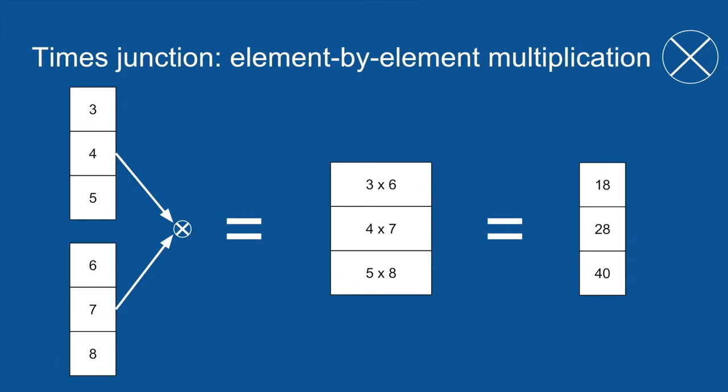And very closely related to this, you've probably guessed, the X in the circle is element by element multiplication. It's just like addition, except instead of adding, you multiply. For instance, 3 times 6 gives you a first element of 18. 4 times 7 gets you 28. Again, the output vector is the same size as each of the input vectors.